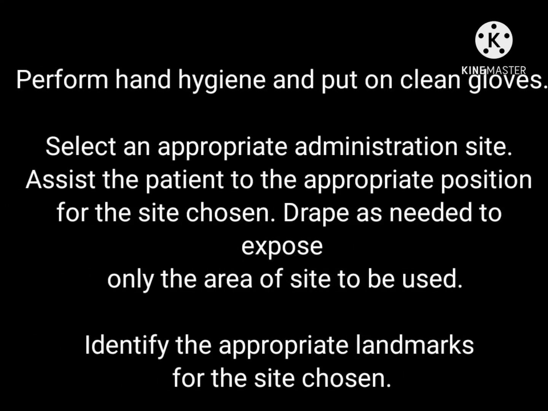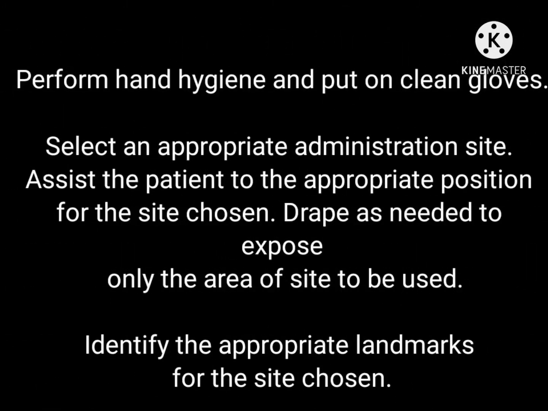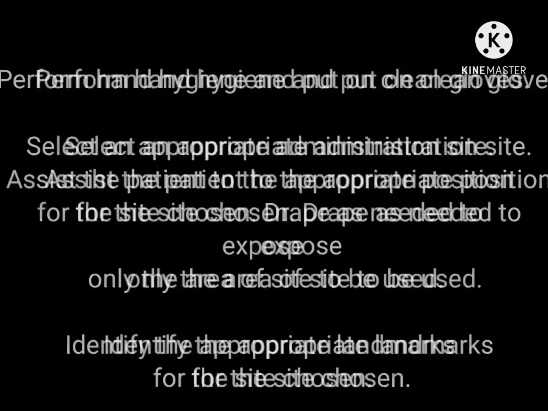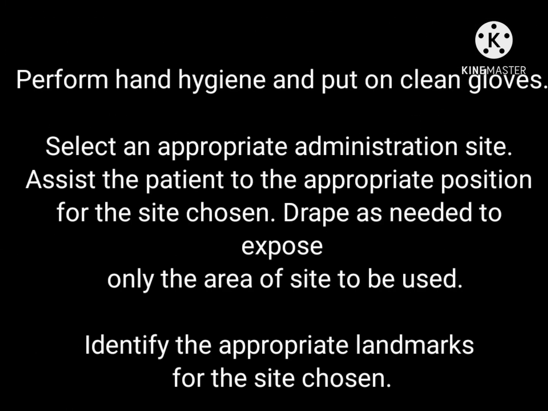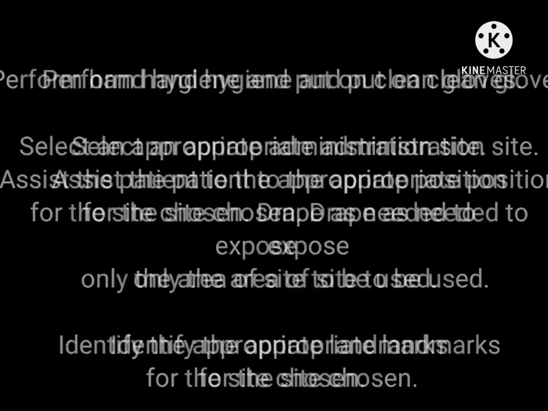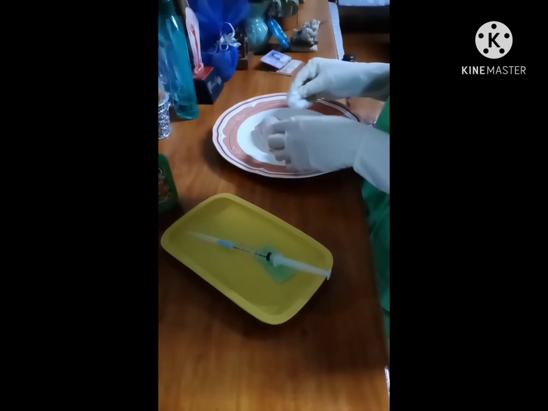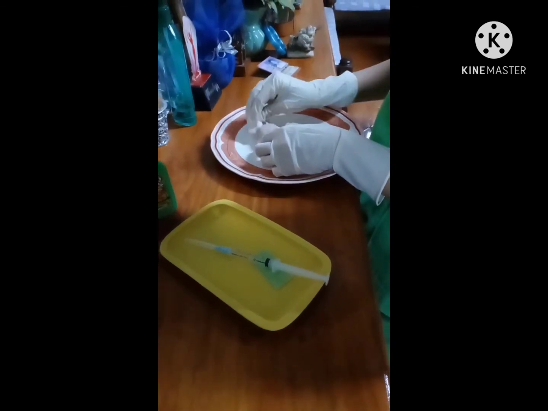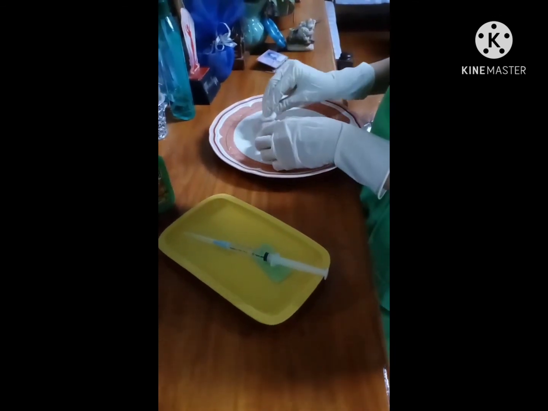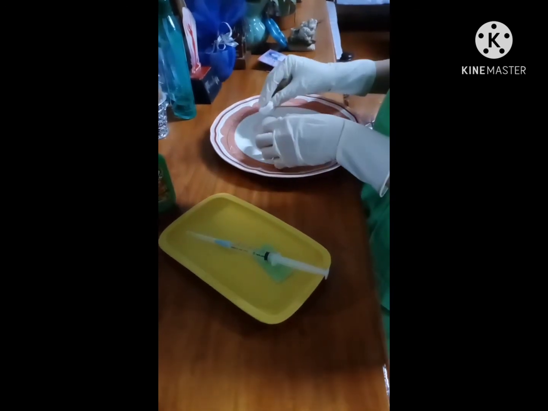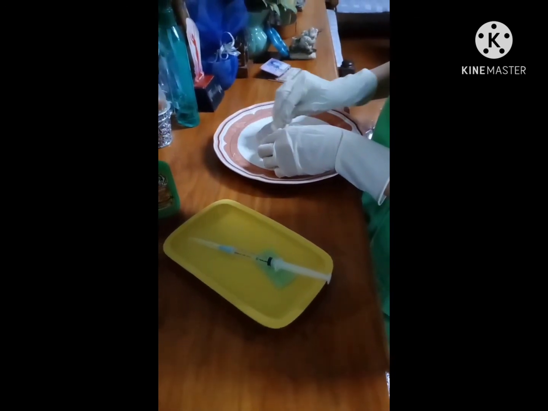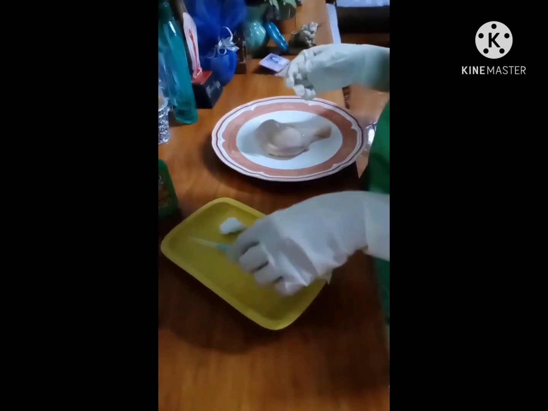Select an appropriate administration site and assist the patient to the appropriate position for the site chosen. Drape as needed to expose only the area of the site to be used. Identify the appropriate landmarks for the site chosen. Clean the site with an antimicrobial swab while wiping it with a firm circular motion and moving outward from the injection site. Allow the skin to dry.